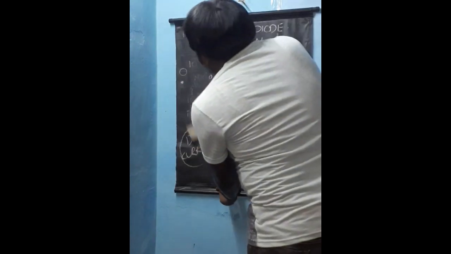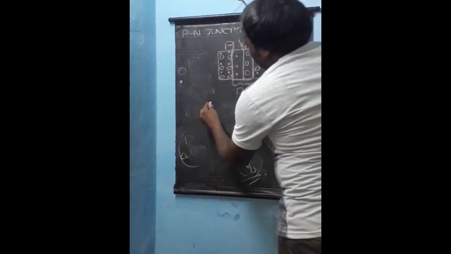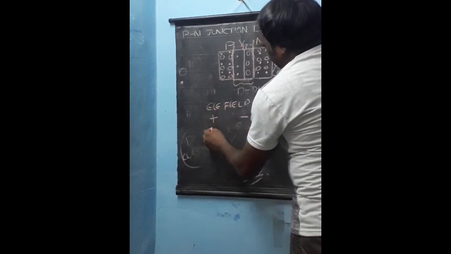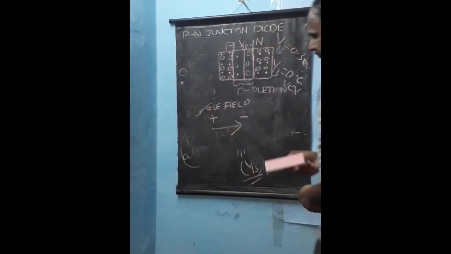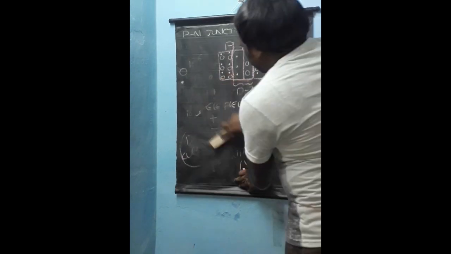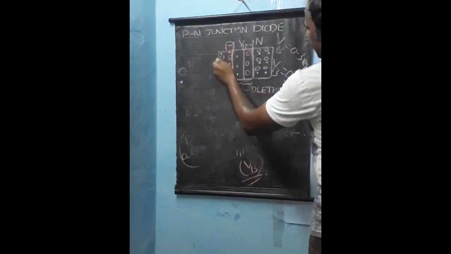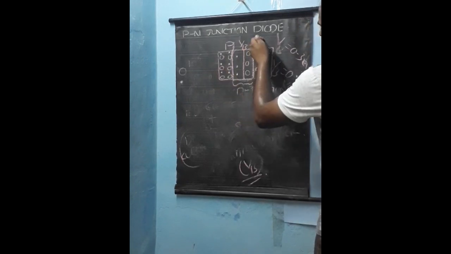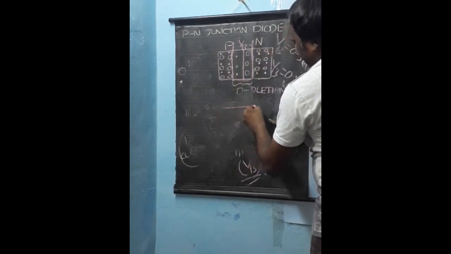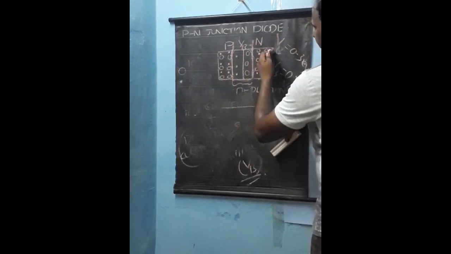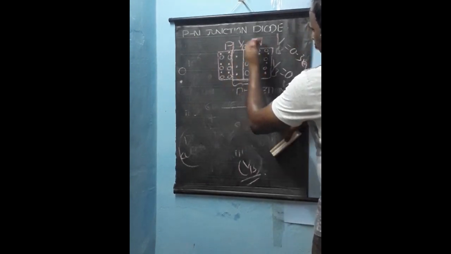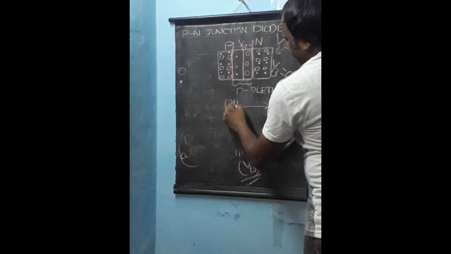To explain the electric field, the electric field always moves from positive to negative. This is the direction of the electric field. It moves from positive charge to negative charge. So just see here now. P means holes having positive charge. N means electrons having negative charge. So holes move towards this side, and the direction will be positive to negative. P has holes, and holes have positive charge, so the direction will be from P to N. This is the direction of diffusion current.